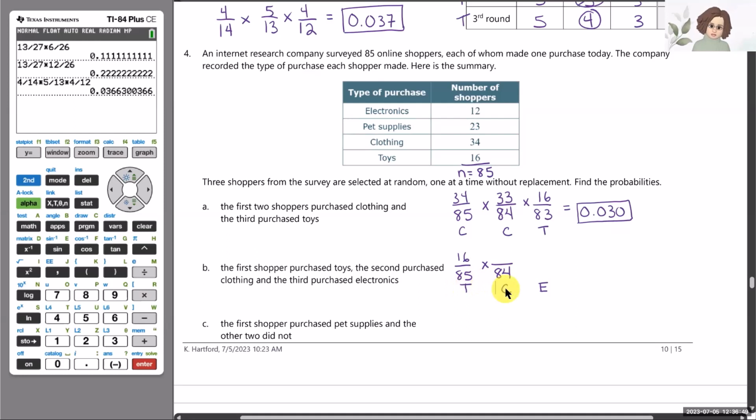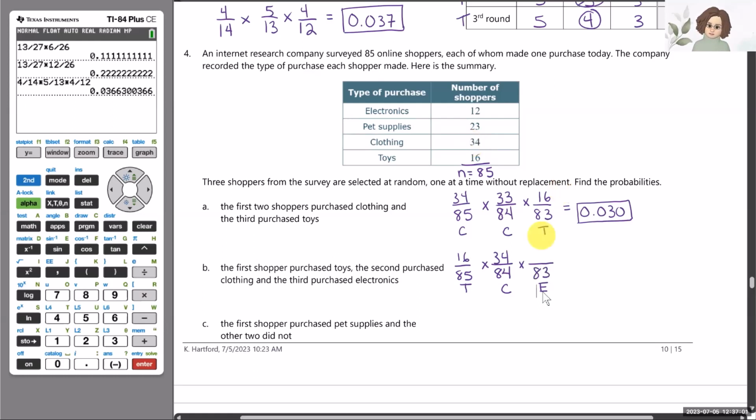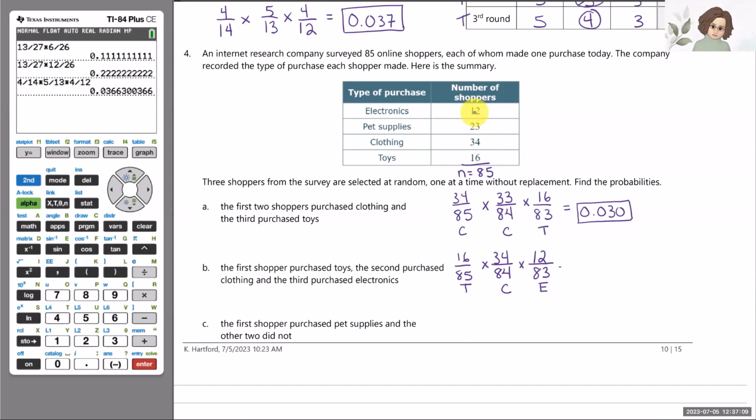And we already took away one that bought toys. And now I want the probability of clothing. So I'd still have those 34 people that bought clothing. And then after we pick them, they are gone. So we're down to 83 people. All right, so we took away a toy person, a clothing person, and now electronics. There would still be those 12. All right, and again, if you want to enter that and check it yourself, that will be 0.011.